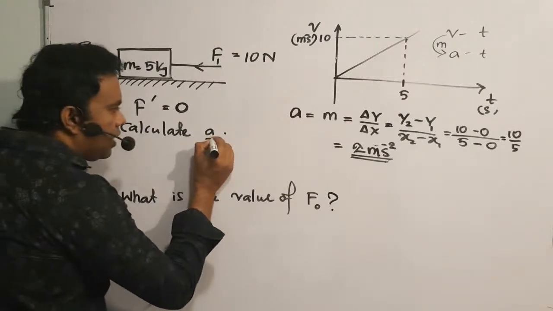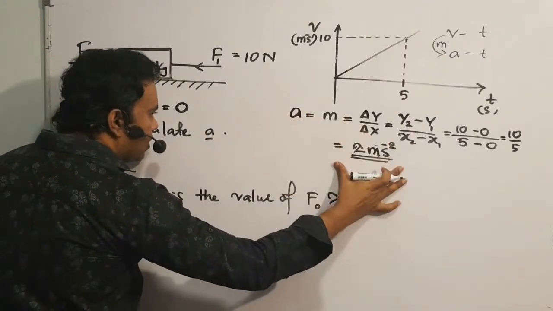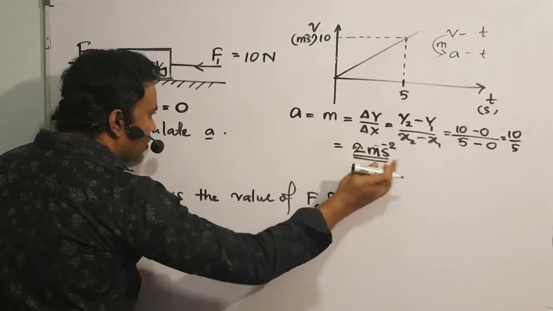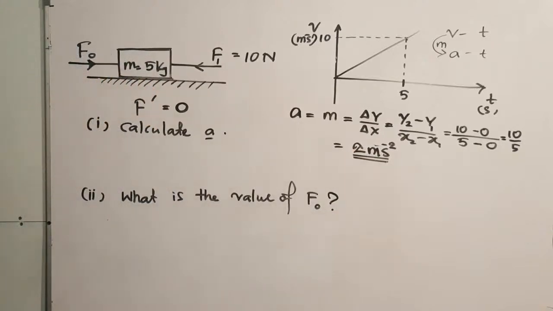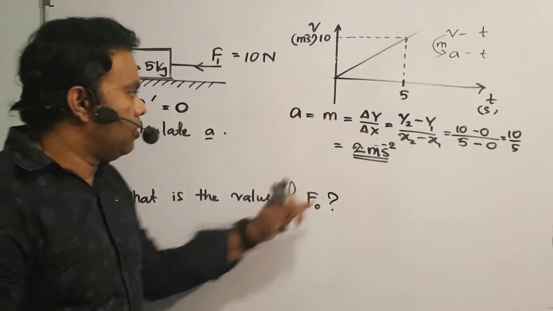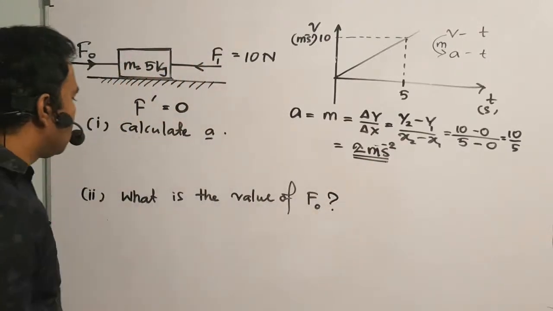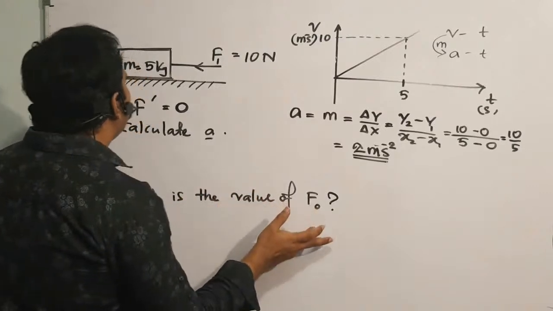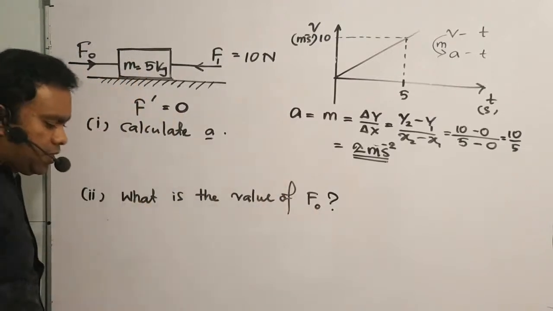Okay. Calculate A. So this is the acceleration. Since it's an answer to a question, we draw two lines. 2 meters per square second. So I think that's clear for you. Next, what is the value of f naught?